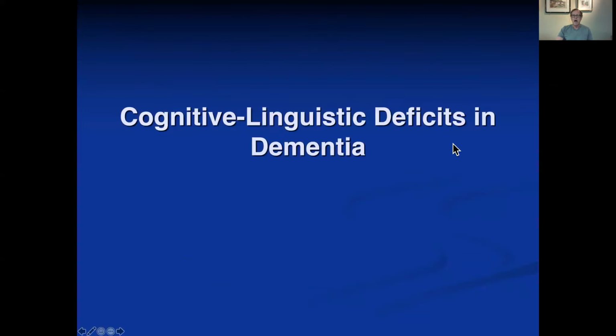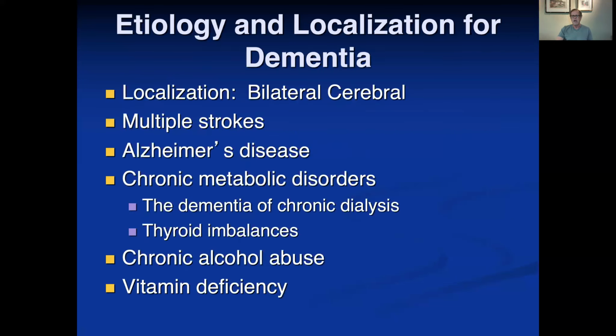Okay. Cognitive linguistic deficits in dementia. In dementia, the etiology, whatever it is, which I've listed here, is always going to be bilateral and cerebral, not bilateral and brainstem, but bilateral and cerebral. These are the most common etiologies.